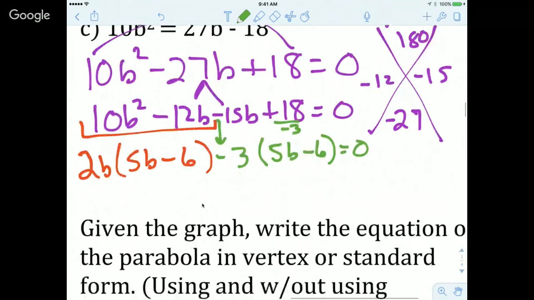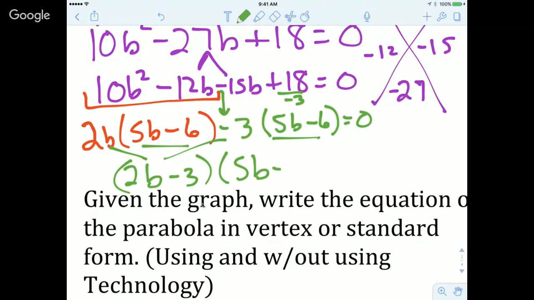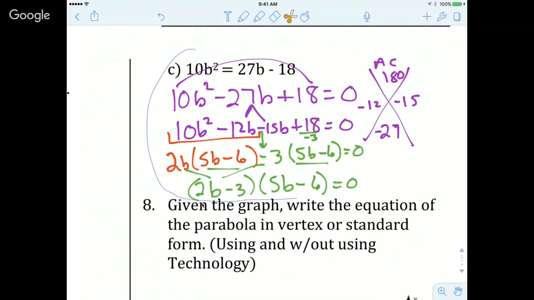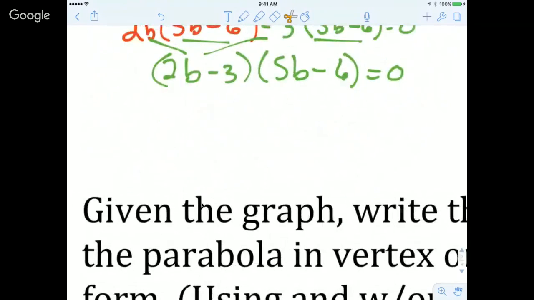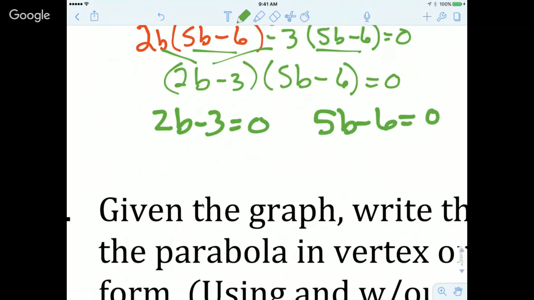Now you want to GCF the first. The GCFs go in the first parentheses, and what they have in common goes in the second parentheses. Now we're going to take the first parentheses and set it equal to 0. 2B minus 3 equals 0, and 5B minus 6 equals 0.